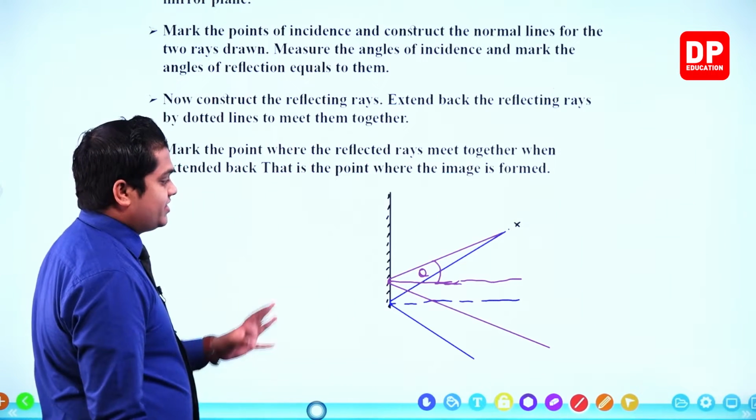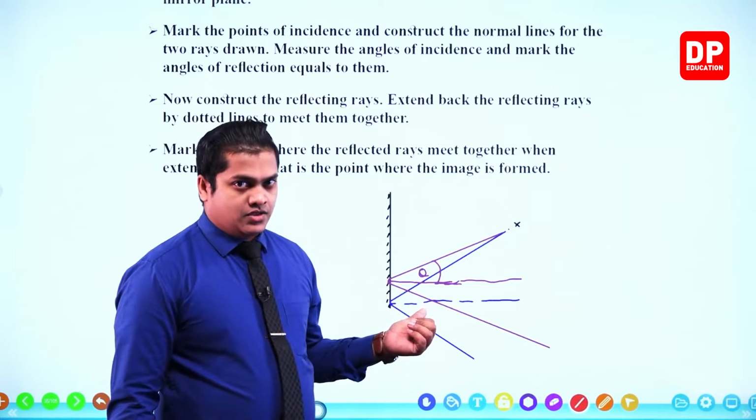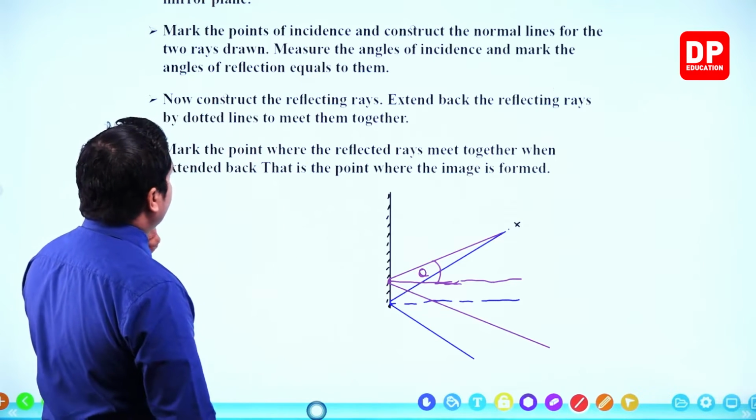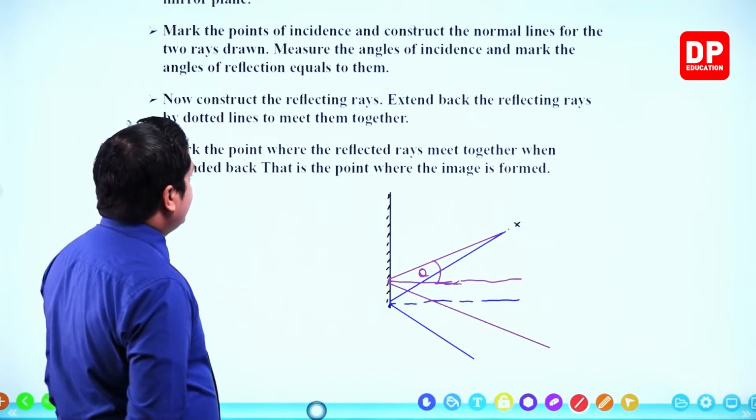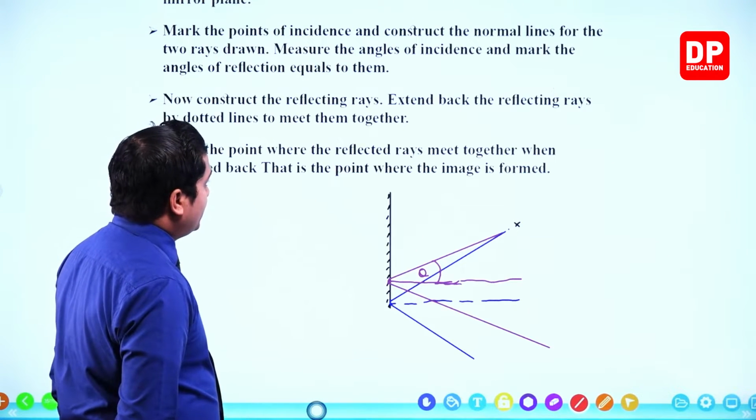Okay, this is just an illustration, a simple figure. Now what do you have to do? Now construct the reflecting rays. Extend back the reflecting rays by the dotted lines to meet them together.